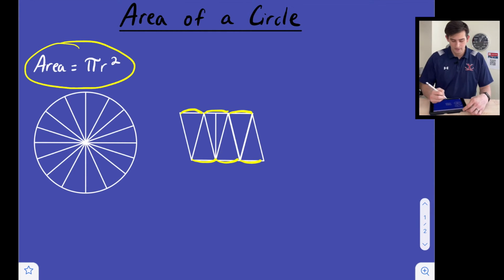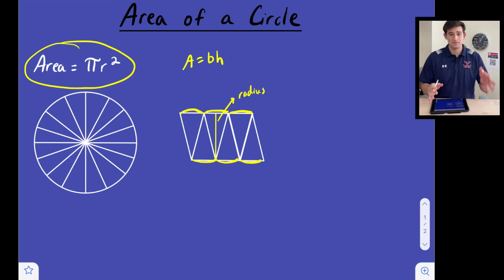So if we think about the area of a parallelogram, it is just area equals base times height. And I have added in the height right here because that would be the radius of our circle, the segment from the midpoint, the center of our circle, to the edge of the circle. Okay, now we can think about the area of this parallelogram and we can derive or come up with area equals pi r squared for our circle.